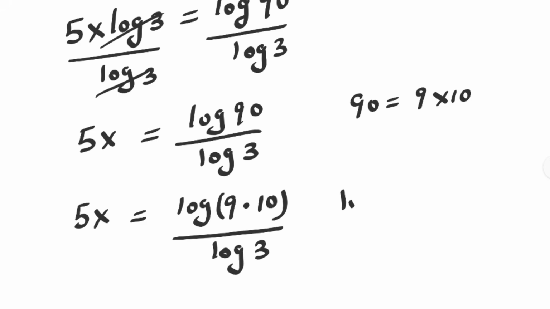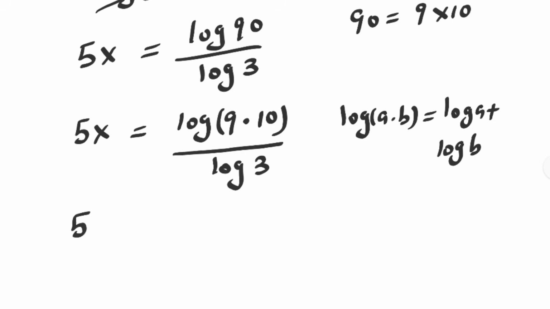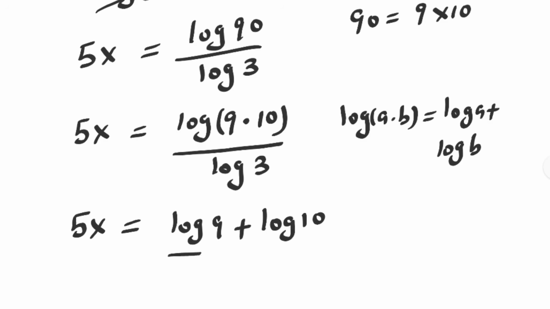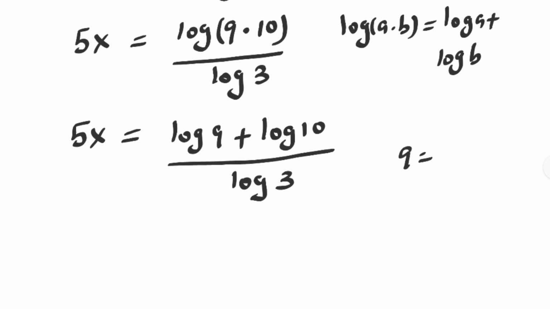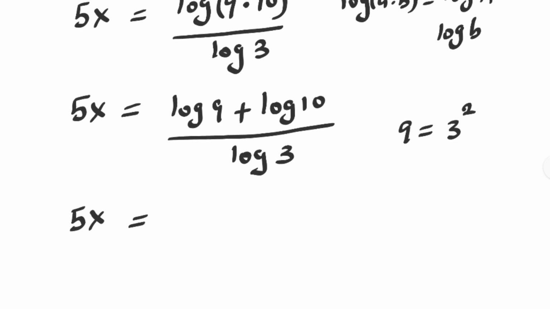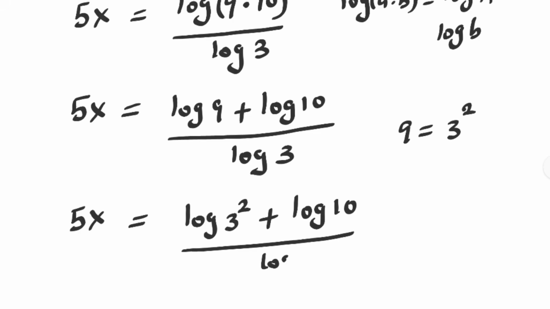If you have log a multiplied by b, this is equal to log a plus log b. 5x is equal to, the numerator can be written as log 9 plus log 10, divided by log 3. 9 is equal to 3 squared. 5x is equal to log 3 squared plus log 10 divided by log 3.